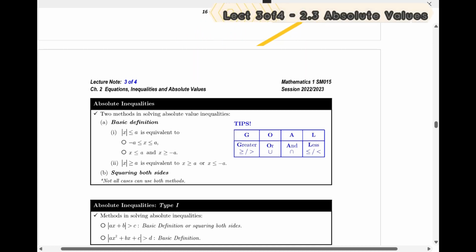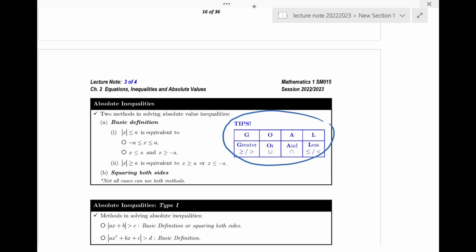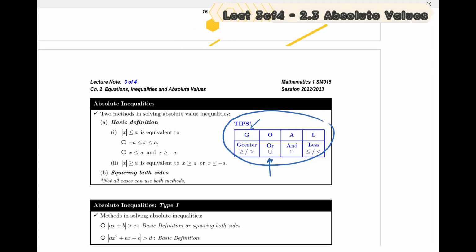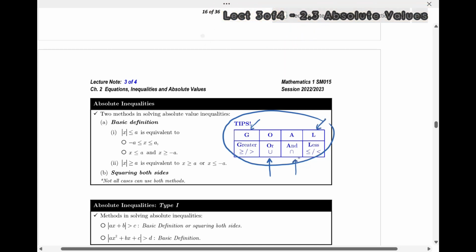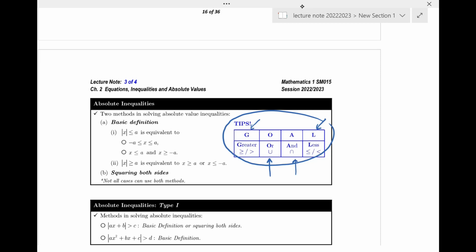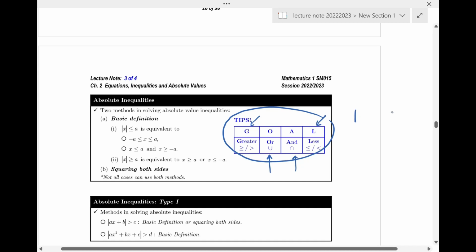And then we have a tip here. We can use the goalpost. So what is this for? If the question is using a greater than or equal inequality, then we have to combine the answer using or. But if the question is using the less than or equal to inequality, then we have to use and, or intersection, to combine the answers. So remember the goalpost. This stands for the modulus.